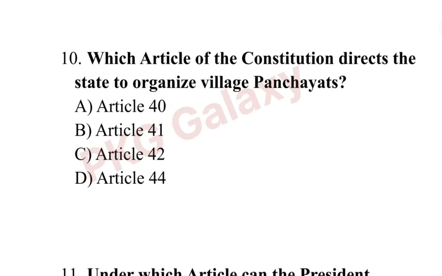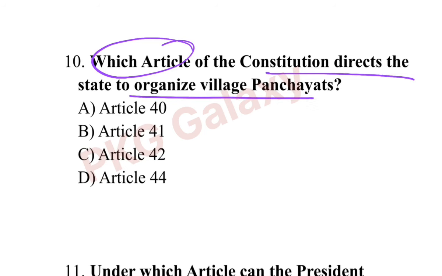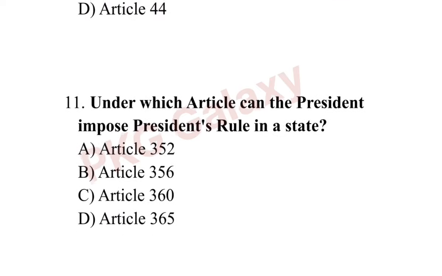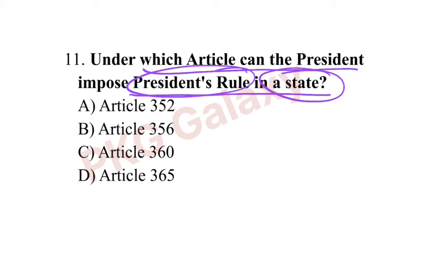Next question. Which article of the Constitution directs the state to organize village panchayats? The correct answer is option A, Article 40. Next question. Under which article can President impose President's rule in state? The correct answer is option B, Article 356.